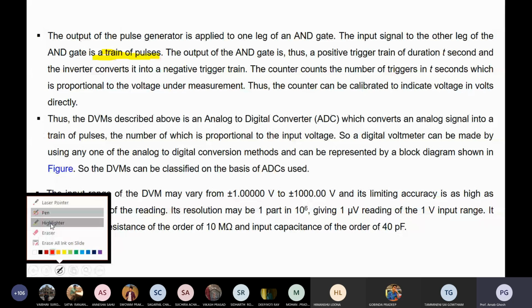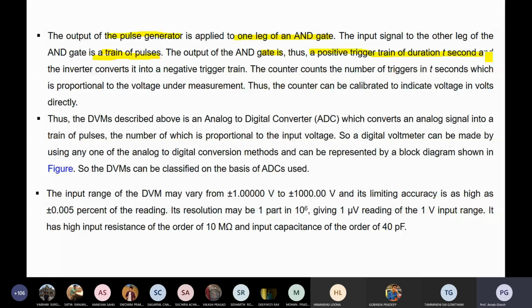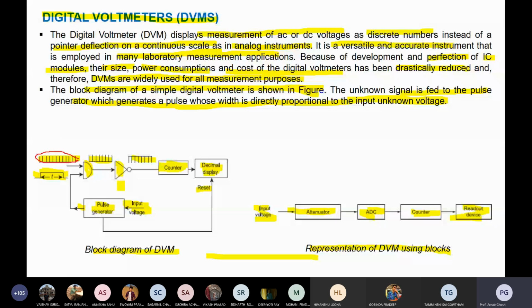So the output of the AND gate is the positive trigger train of duration t seconds, and the inverter converts it into the negative trigger train. The NOT gate means inverter, so it converts that impulse train to a negative impulse train.